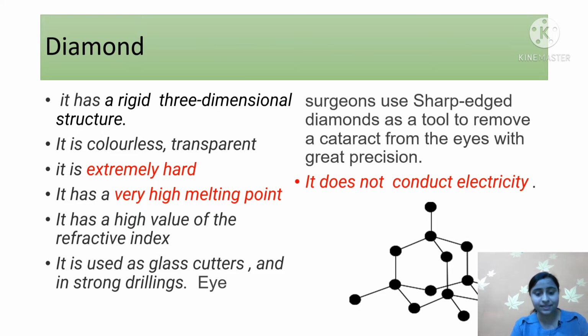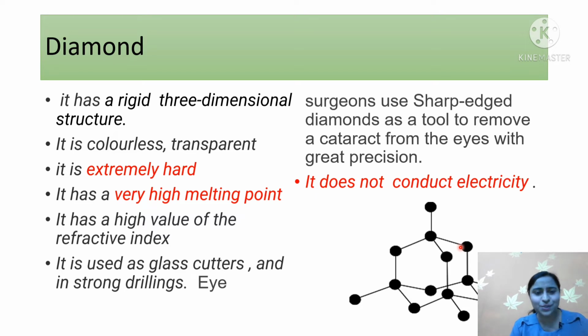And here is the structure of diamond. Diamond has a three-dimensional rigid structure. And why is it so? Because here each carbon is bonded with four other carbon atoms in a tetrahedral manner. And this results in a three-dimensional rigid structure. Students, what is the color of diamond? Yes, diamond can be white, blue, and it is even present in black color. But mostly diamond is colorless and transparent.